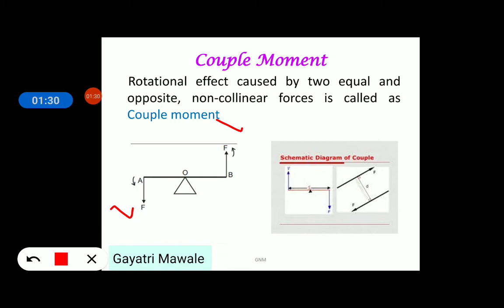In this diagram, two forces with equal magnitude F, parallel to each other, opposite in direction, are acting at a perpendicular distance d between them. When these two forces simultaneously act on the object, it causes rotational effect which is called as couple moment C. Here the sense of couple moment is clockwise.